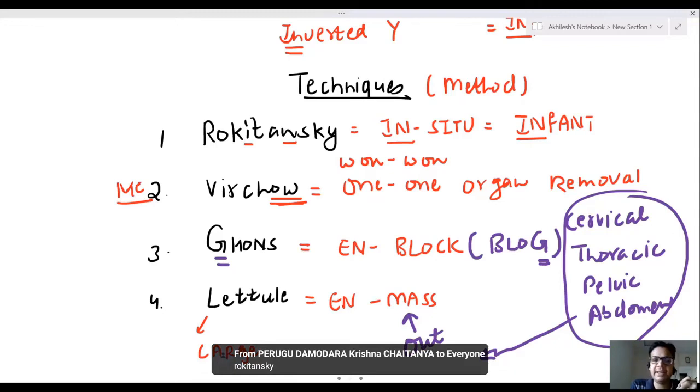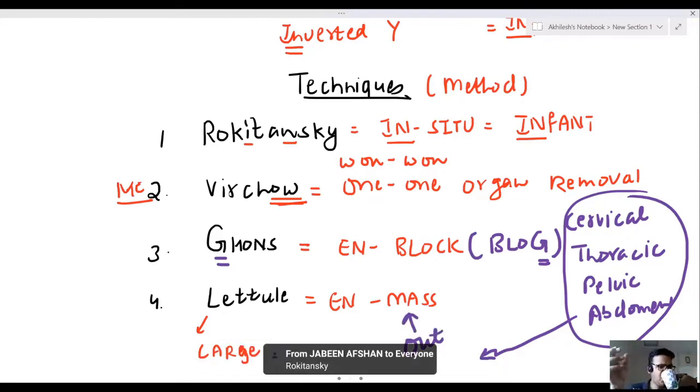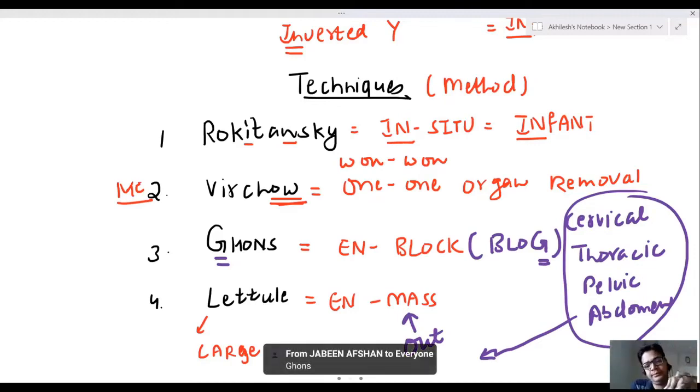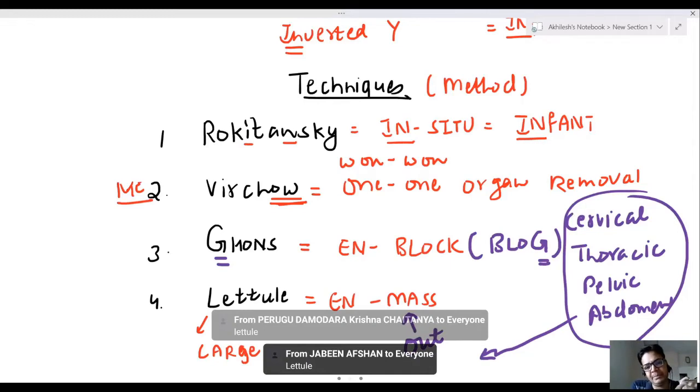Rokitansky. Very good. I am not taking any organ out. I am taking blocks of the organ out. What is the name of the technique? Gons technique. I am taking all the blocks simultaneously out at the same time. What is the name of this technique? Yes, Litul. I think you all understood in a very simple manner.